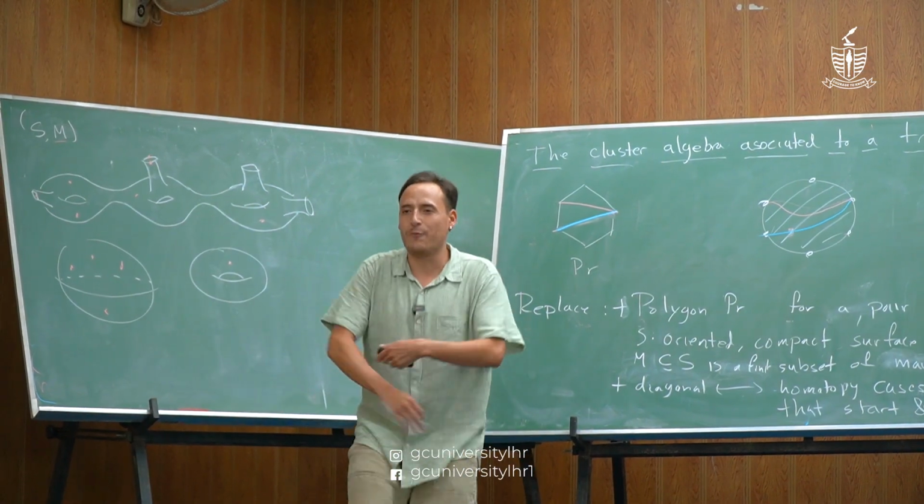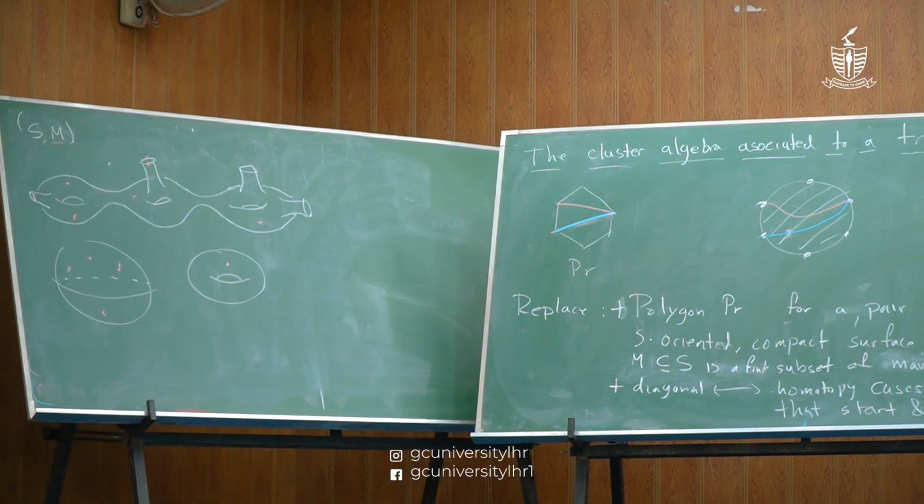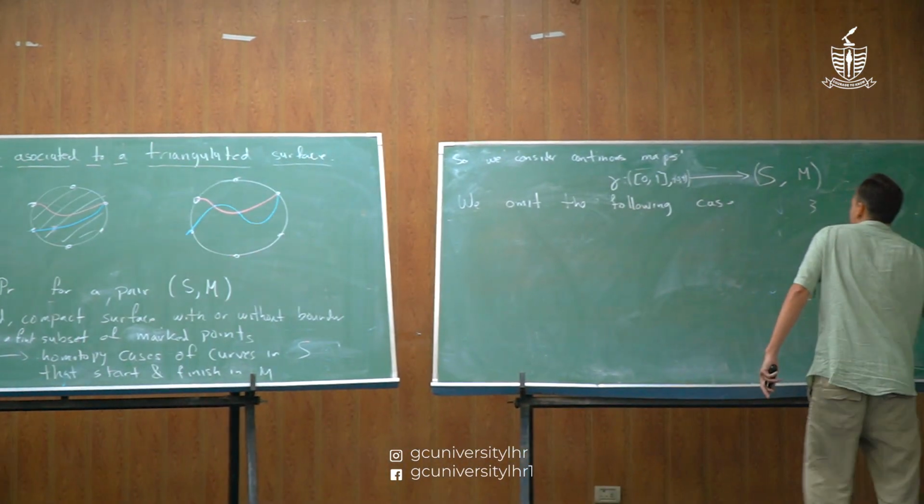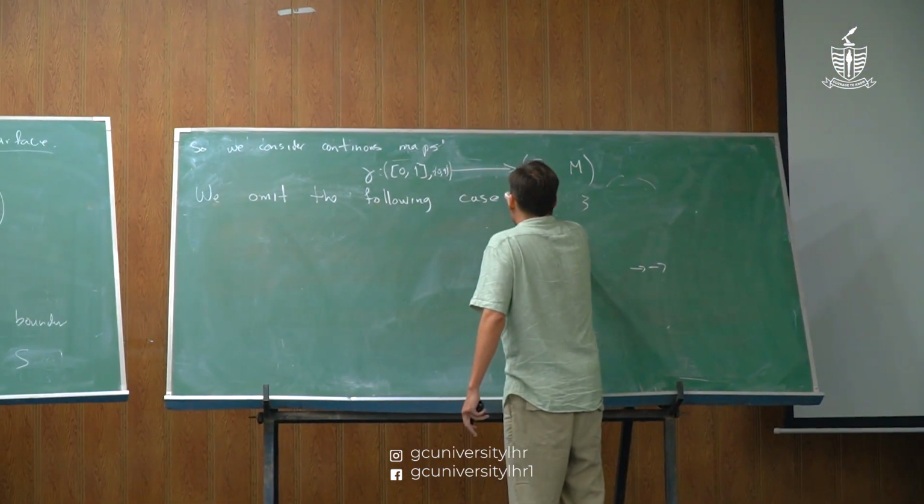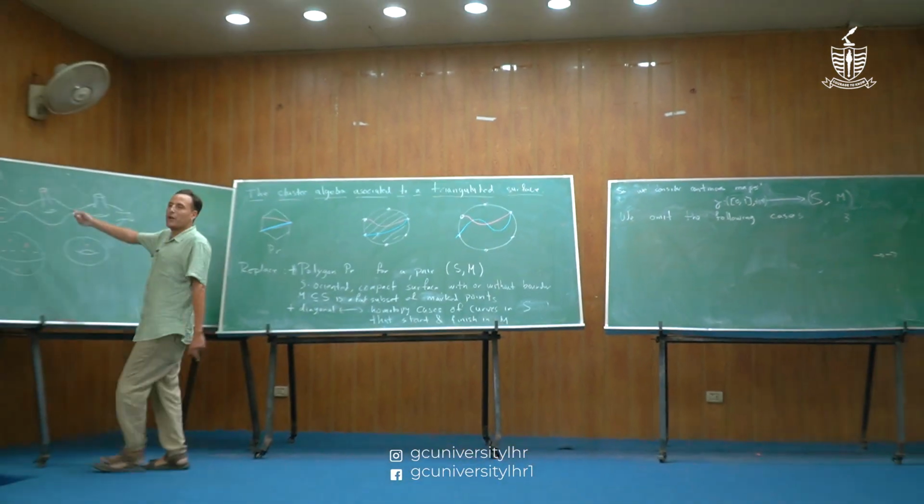So now we have way more things. And the things that I'm going to omit, so what do we want to do? We want to triangulate this.